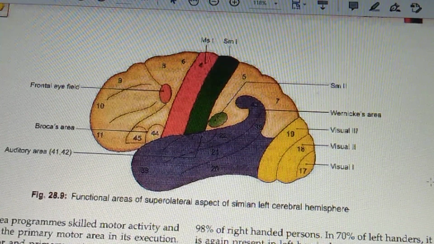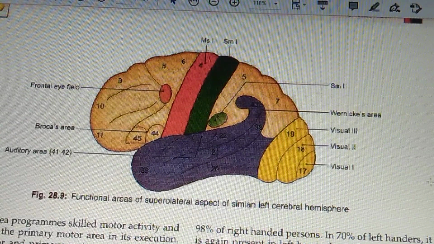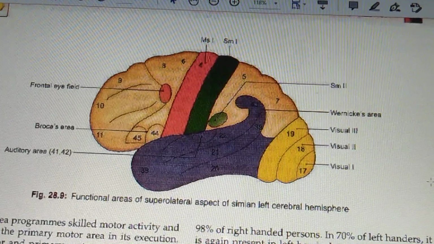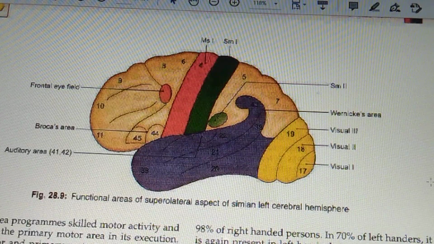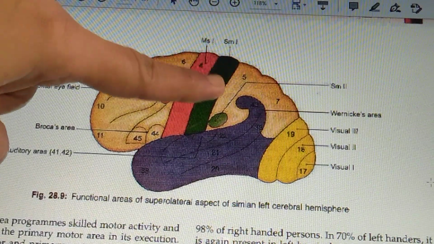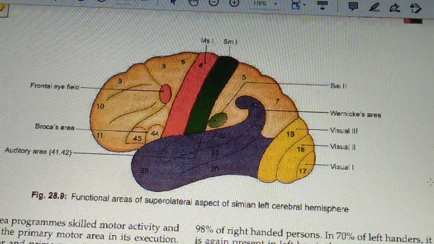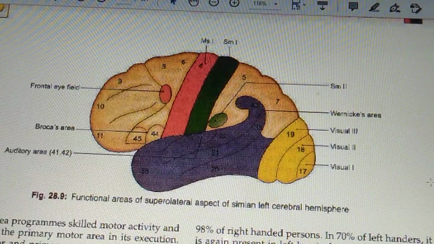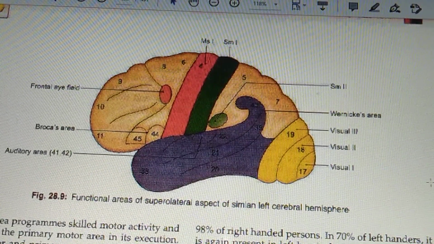Out of that, the first one is the first somesthetic area. That is the general sensory area also you can call it, or first somesthetic area or first somatosensory area, that is SM1. It occupies the post-central gyri on the superolateral surface of the cerebral hemisphere and posterior part of the paracentral lobule on the medial surface.